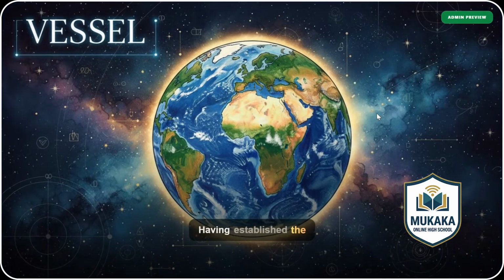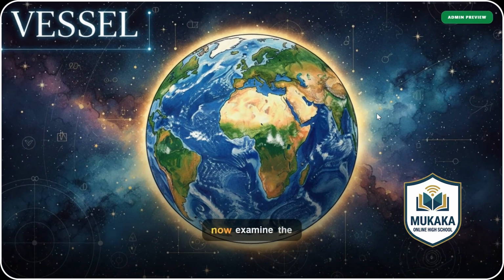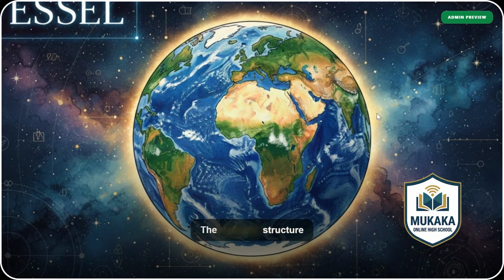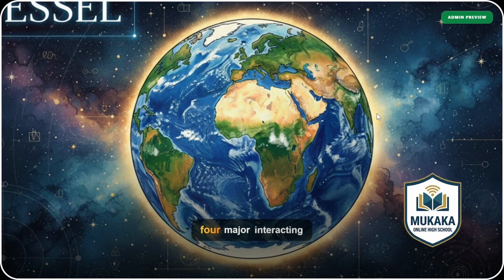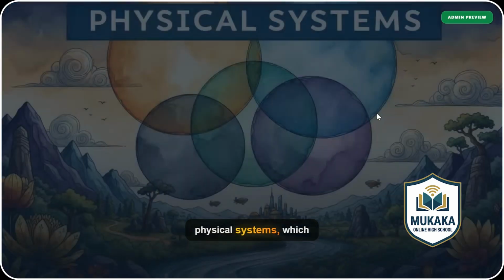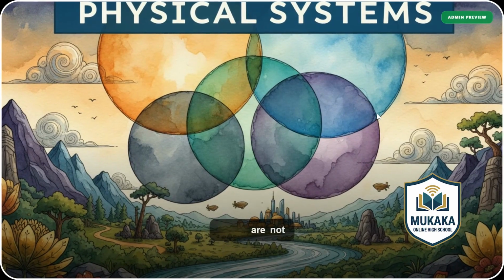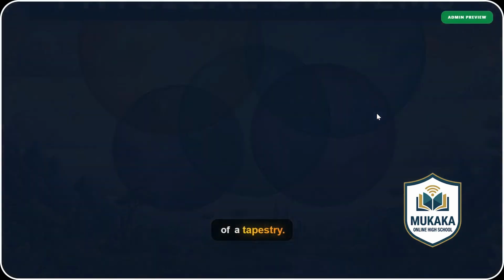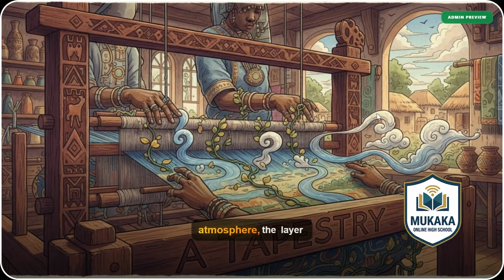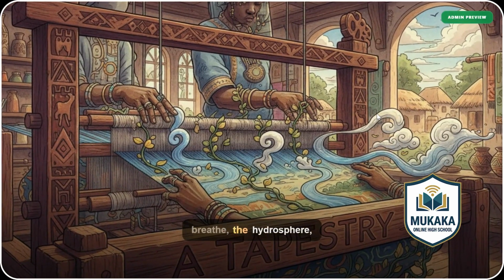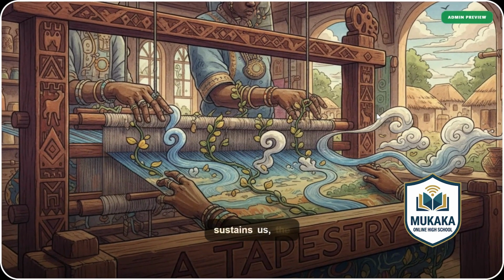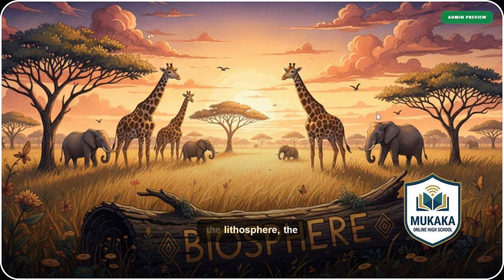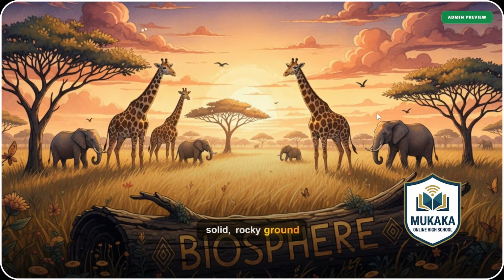Having established the shape of our vessel, let us now examine the systems that operate on its surface. The external structure of the Earth is composed of 4 major interacting physical systems, which we call spheres. These are not separate entities, but rather woven together like the threads of a tapestry. We have the atmosphere, the layer of air we breathe, the hydrosphere, the water that sustains us, the biosphere, the web of life, and the lithosphere, the solid rocky ground beneath our feet.